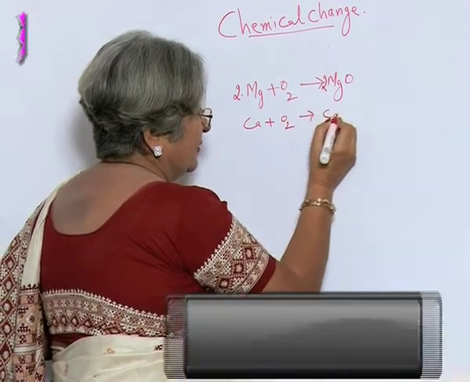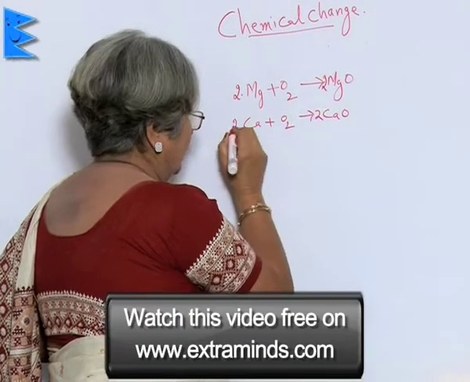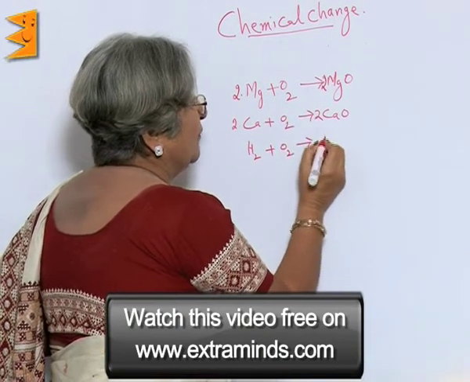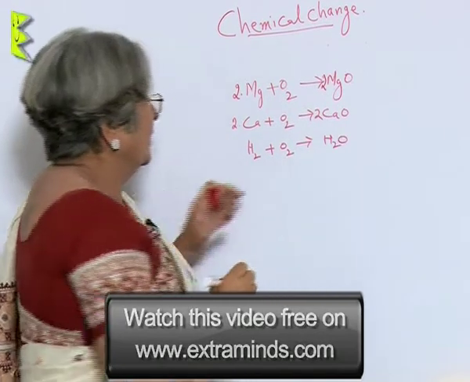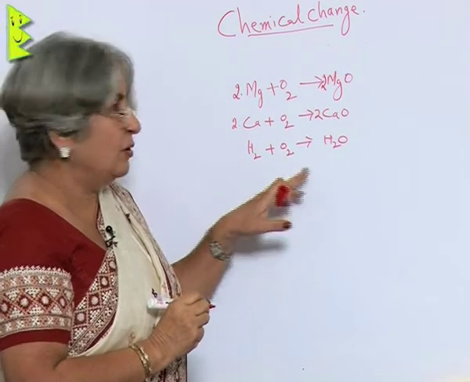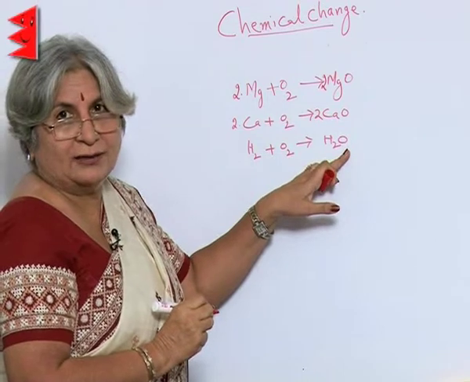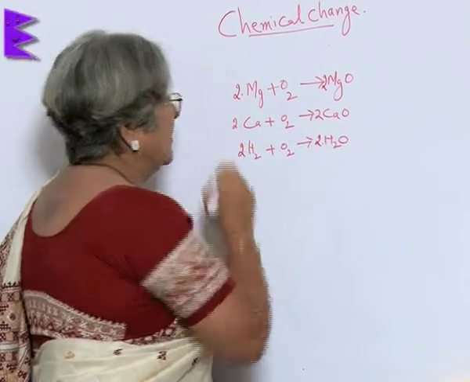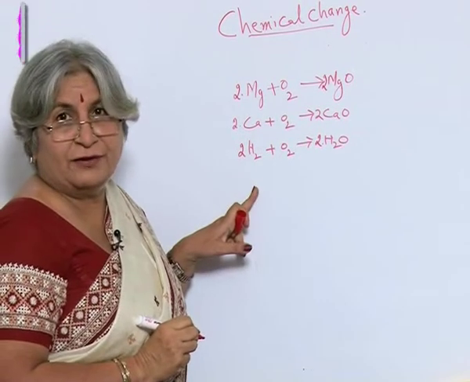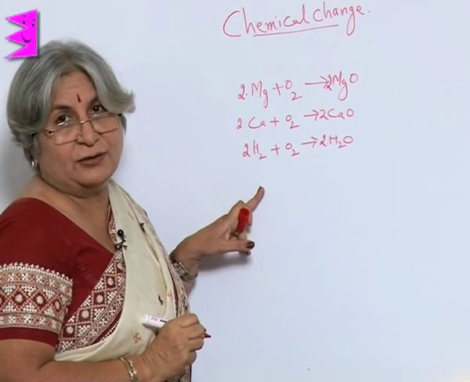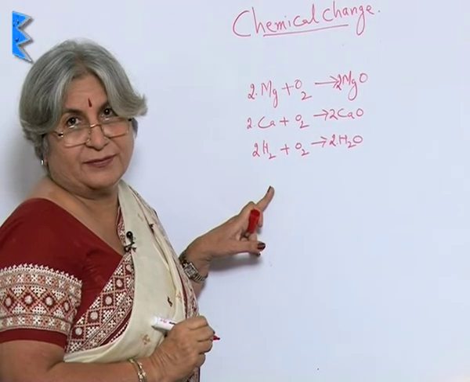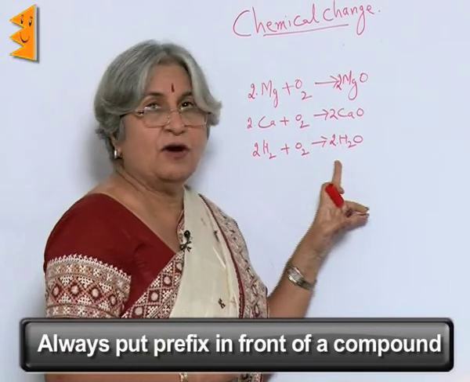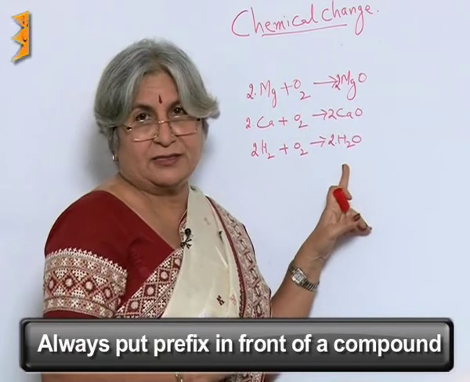Same is true for calcium oxide, or when hydrogen and oxygen combine, they form water. Now, here oxygen atoms are 2, but here there is only 1. So, if there are 2 molecules of water, we will get a balanced equation after we have also taken 2 molecules of hydrogen.